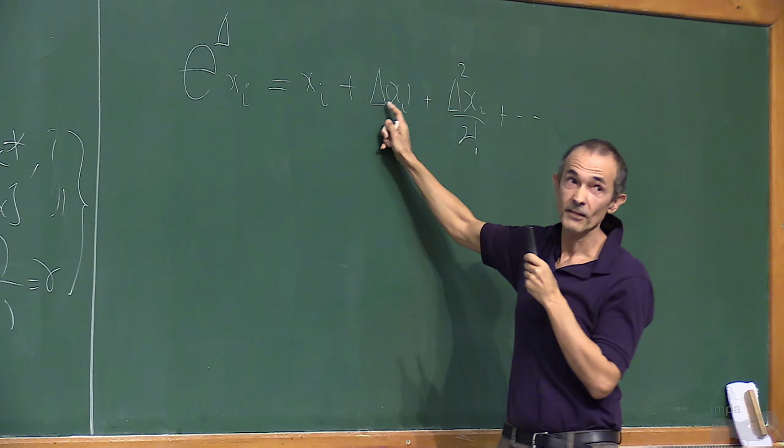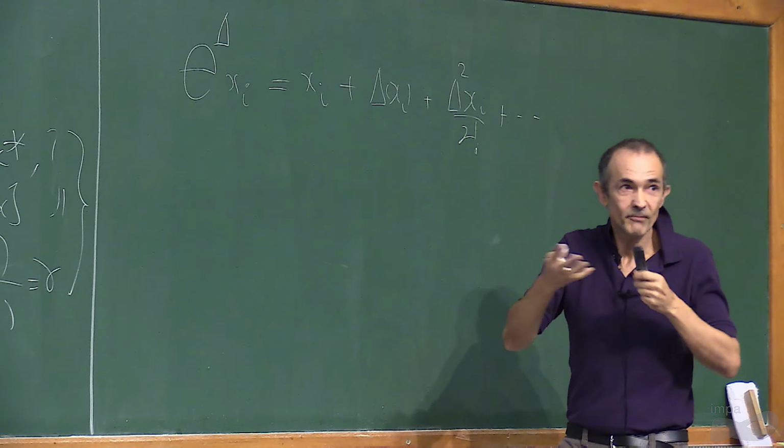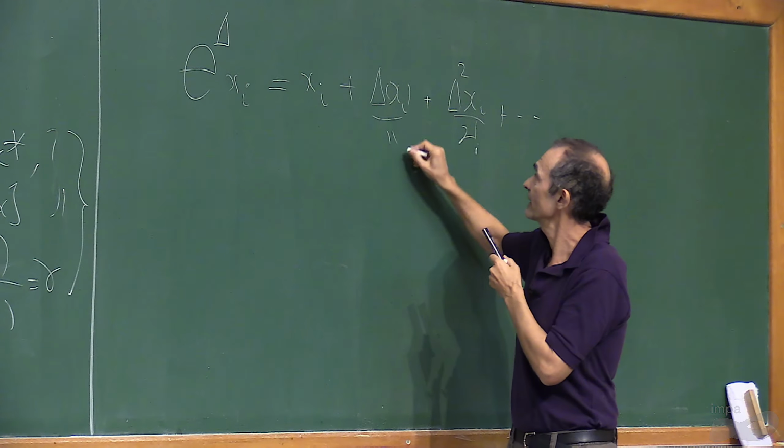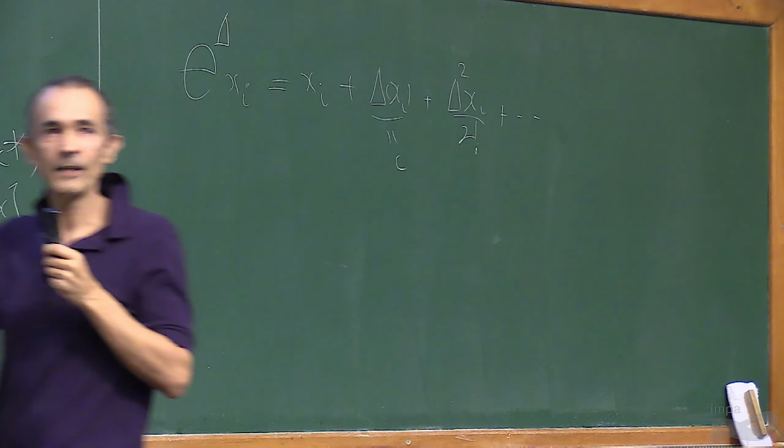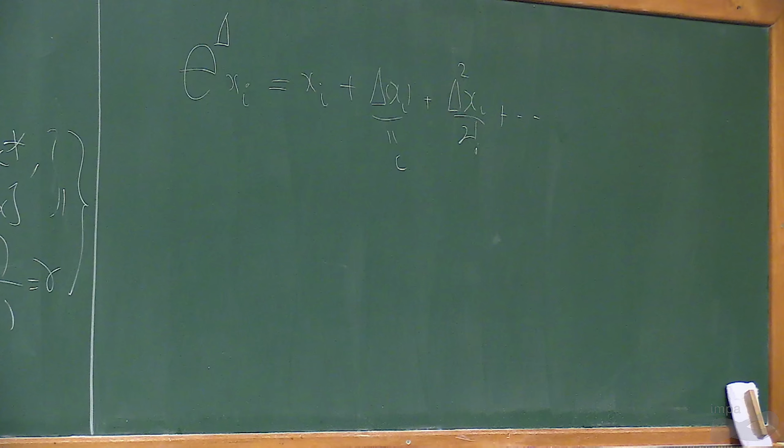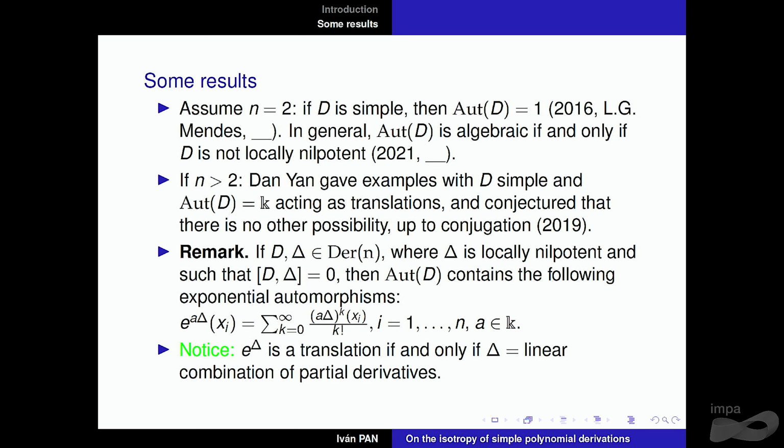Then the derivation is a partial derivative. It's more or less that. This is a constant, and this is proportional to the partial derivative in this variable. Okay? In general, this is the assertion. It's a remark.